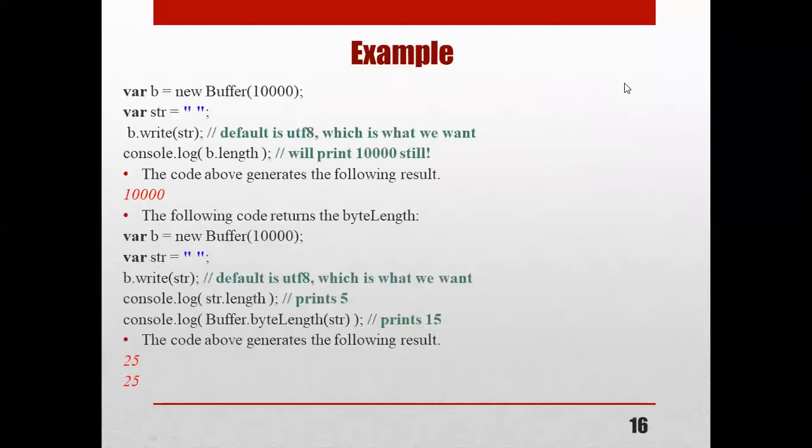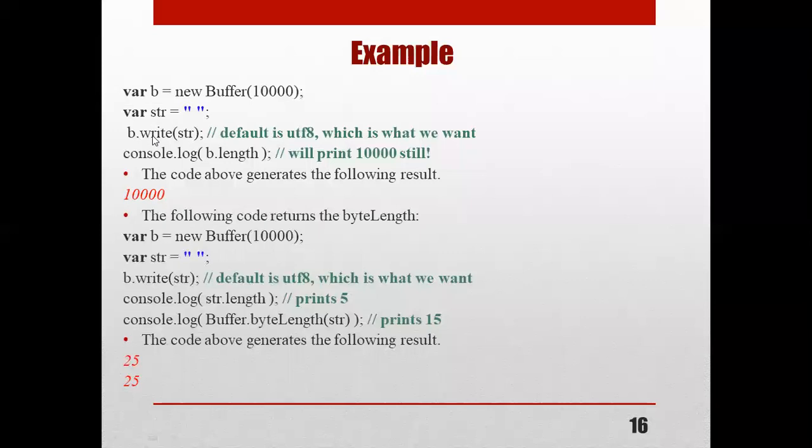Okay. So here you can see the example of Node.js buffer. Variable b is equal to new Buffer. Buffer is the class, with the buffer size. So variable b is equal to new Buffer with the size. The variable str is another variable, that is an empty string.